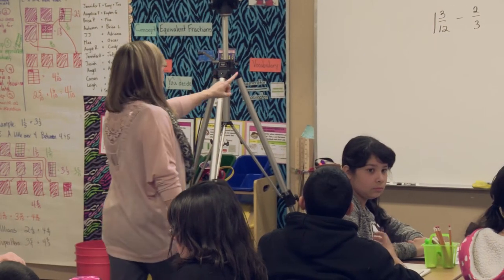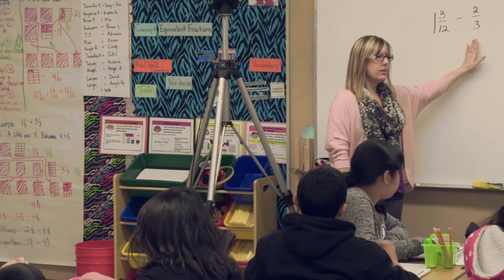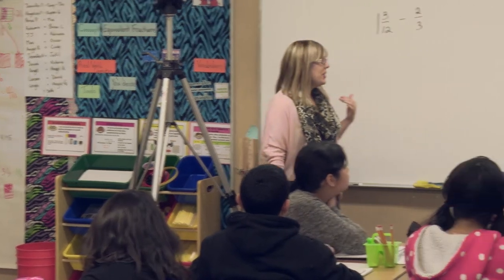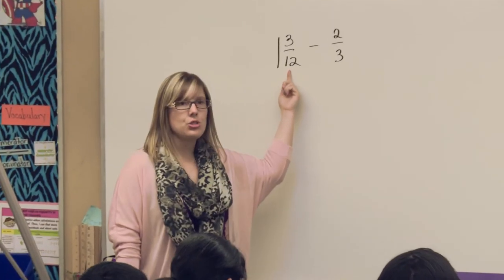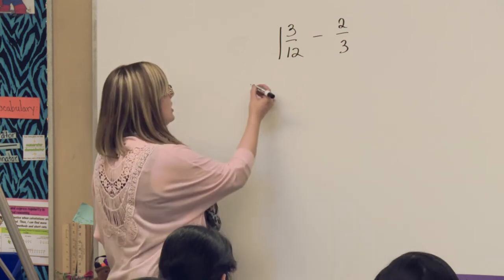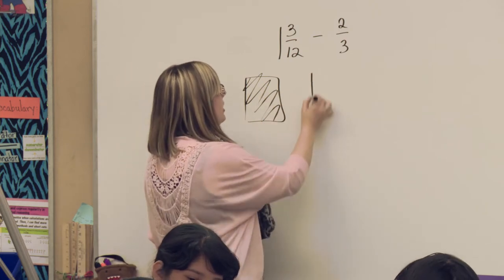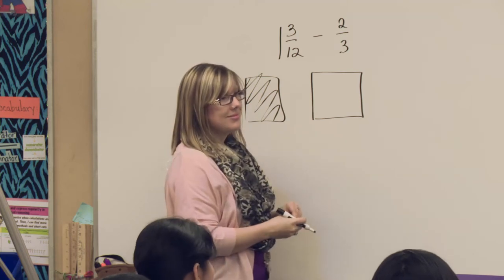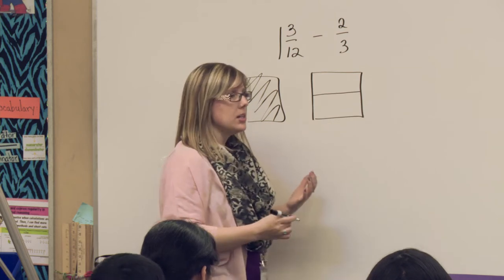All right, looking at this one: 1 3/12 minus 2/3. I'm going to show you the area model, okay? I know the area model might not be the most efficient strategy because I'm going to have to draw 12 partitions in my area model. So I'm going to represent this with my whole, okay? And then I need to show my fraction. I'm going to try to make my model as precise as possible.